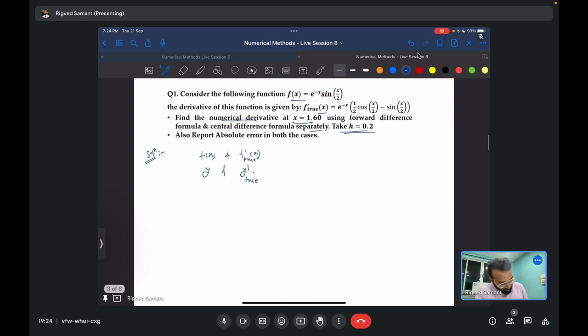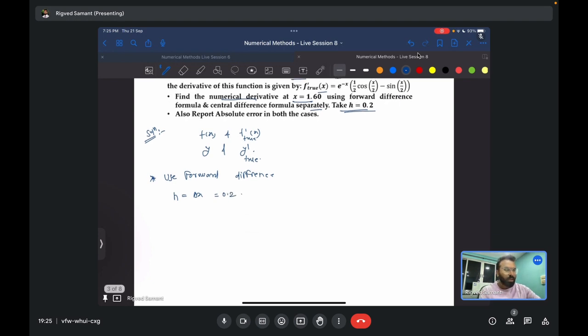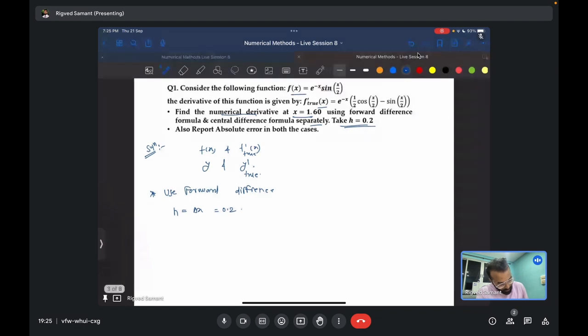So first is to use the forward difference, and second, they are telling you to solve it with the central difference, and in both cases h is equal to 0.2. So h is nothing but delta x, which is equal to 0.2, that is given to you. And you are asked to find the numerical derivative, that is dy by dx, is equal to what?